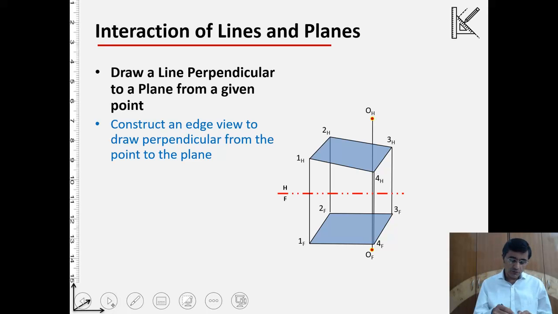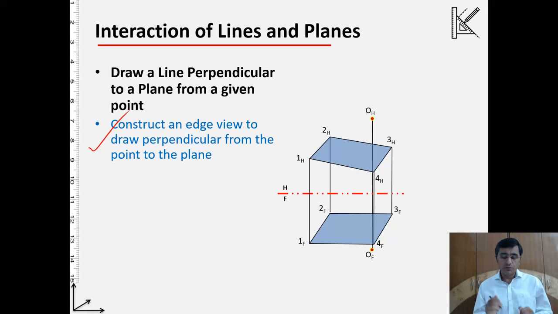Now what we will do, because we have to draw the perpendicular onto this plane, and we know for a given plane, if there is a perpendicular, then this line will also be perpendicular to its edge view. So we'll make use of this concept. For this, we will construct the edge view of the plane.